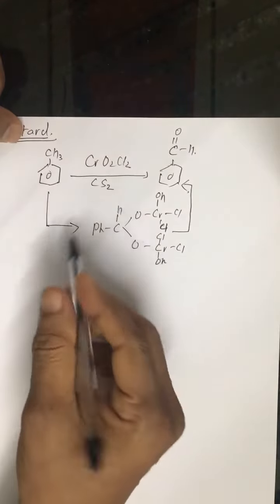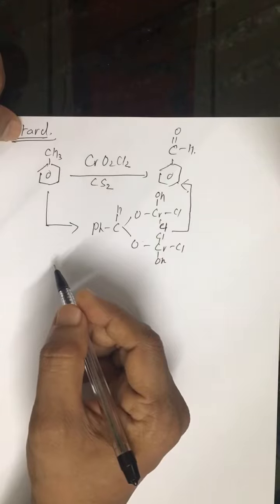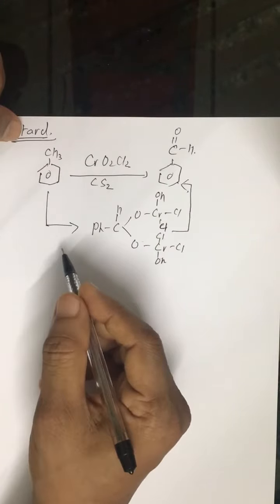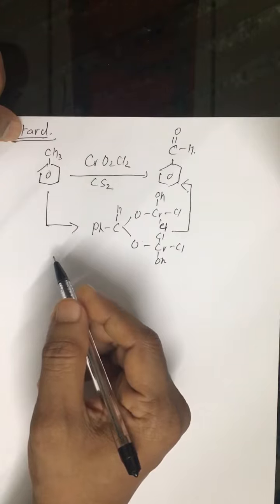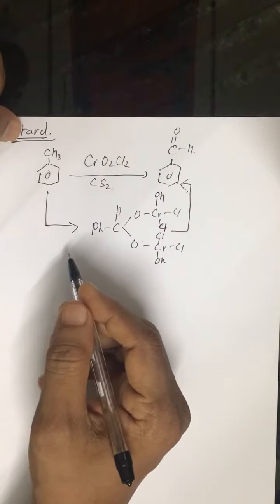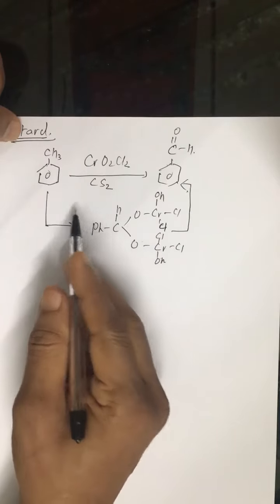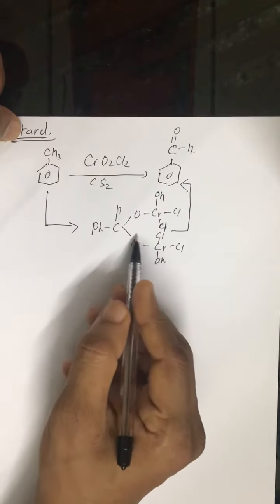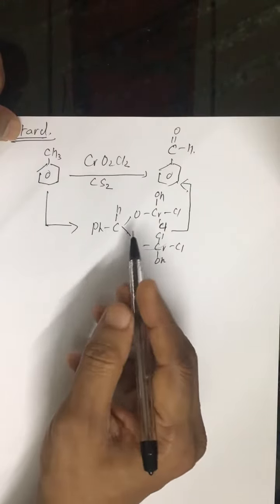So you must remember this is a very important reaction, Etard reaction. You simply say in Etard reaction, toluene is oxidized to benzaldehyde. And if there is a question why benzaldehyde is not further oxidized, the answer is benzaldehyde initially gives this complex, all right, so that it is not further oxidized.